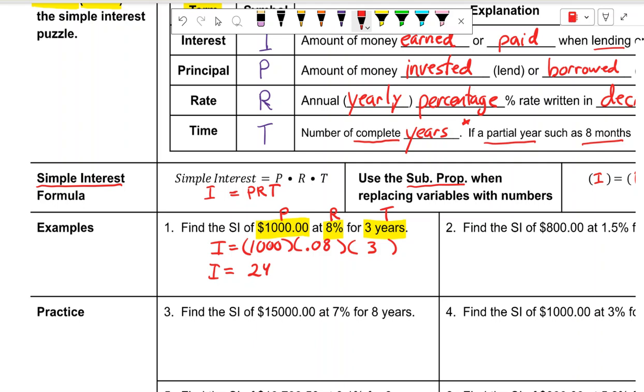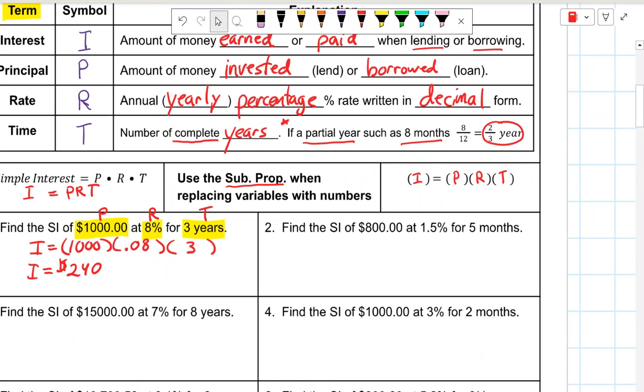Well, that's not quite right. In my calculator, I didn't put 1,000, I put 100. So the actual answer is $240. So make sure you type it in correctly so you get the right answers. So that's a real simple one. There's not much to change there. Let's look at number 2.